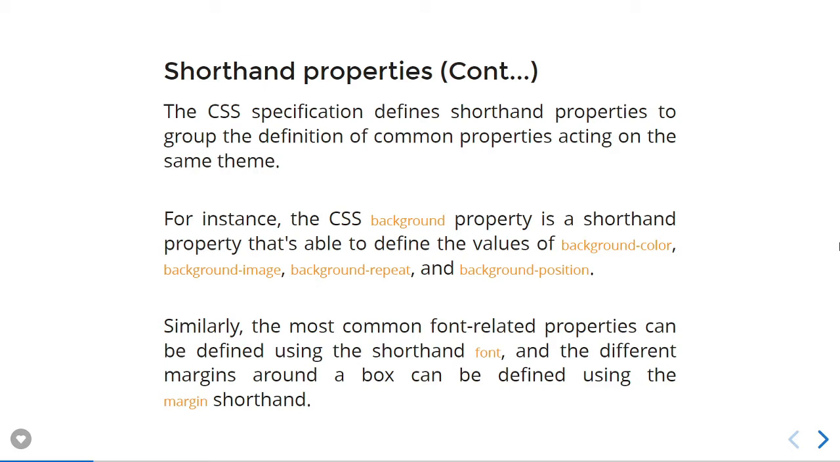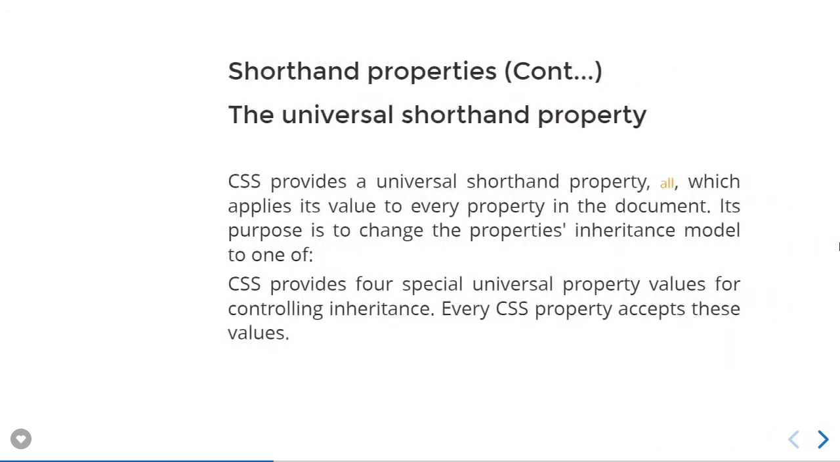For instance, the CSS background property is a shorthand property that's able to define the values of background color, background image, background repeat, and background position. Similarly, the most common font-related properties can be defined using the shorthand font, and the different margins around a box can be defined using the margin shorthand.